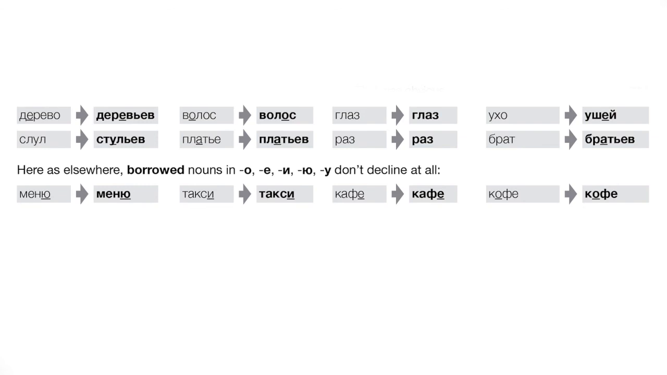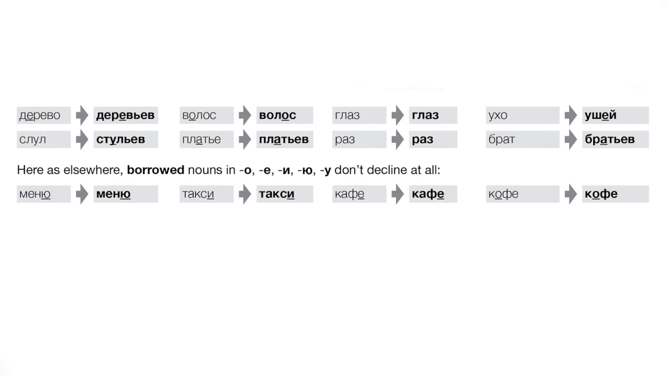Back in the day, or in, for example, Church Slavonic, the genitive plural was the same as the nominative singular. And you do still see that sometimes in Russian, very few examples, but you do see it. And here are two examples. Глаз, глаз, раз, раз. Ухо becomes ушей, and брат becomes братьев. Right, so those, we just say those are irregular. There's not really much else to say about them.